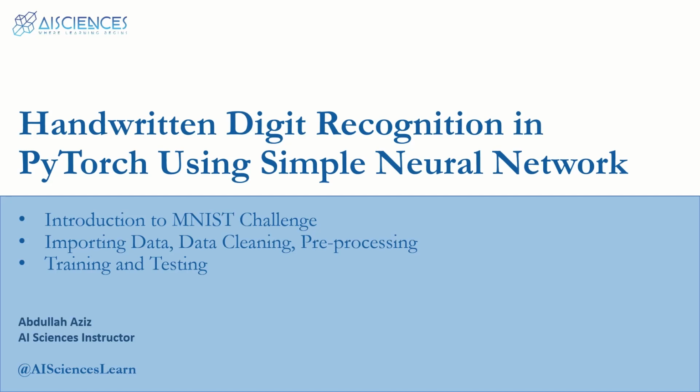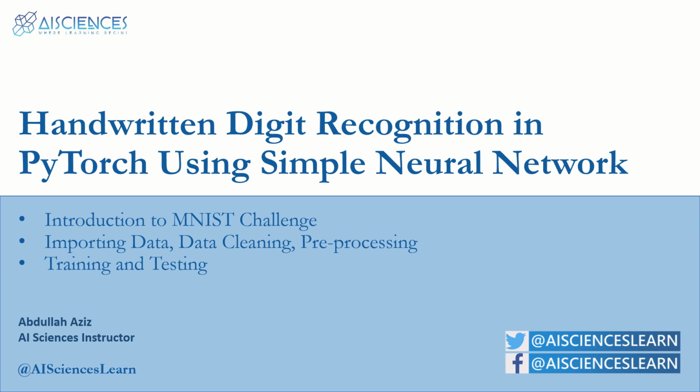Today we are going to learn about handwritten digit recognition using PyTorch and a simple neural network. We do know that recognizing handwritten digits is a big challenge and there is a lot of data available for it. So we can use different Python and data science tools to get used to it.